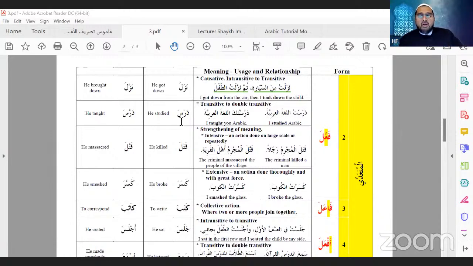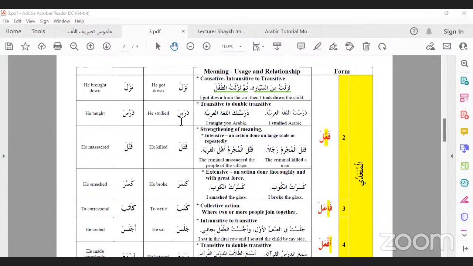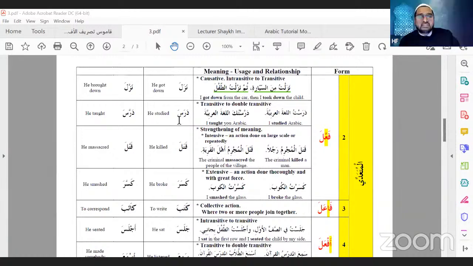For example, dharabahu, he hit him. Does it make sense? Yeah, that makes sense. And the same happens here. If I say he studied it, it makes sense. So this is an example to help you understand how to know whether the verb requires an object, which is transitive, and if the verb doesn't require an object, it is an intransitive verb. Now let's do it over here.